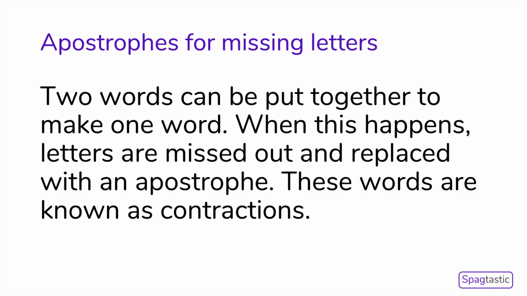Two words can be put together to make one word. When this happens, letters are missed out and replaced with an apostrophe. These words are known as contractions. Here are some examples. It is can be contracted to it's. To do this, we join the words it and is together. We take out the second I and we replace it with an apostrophe.